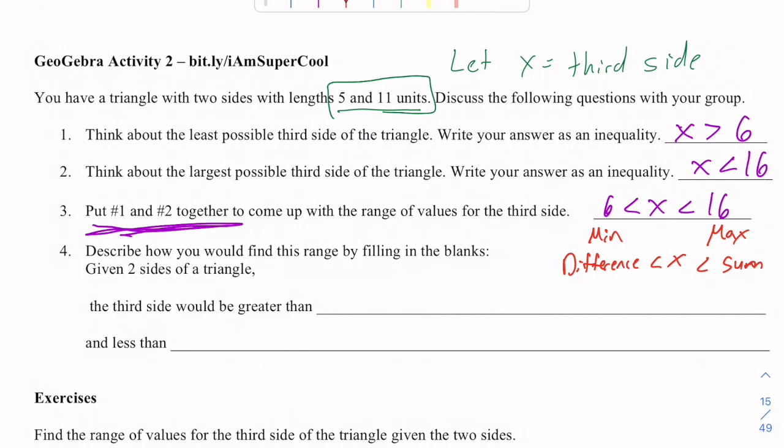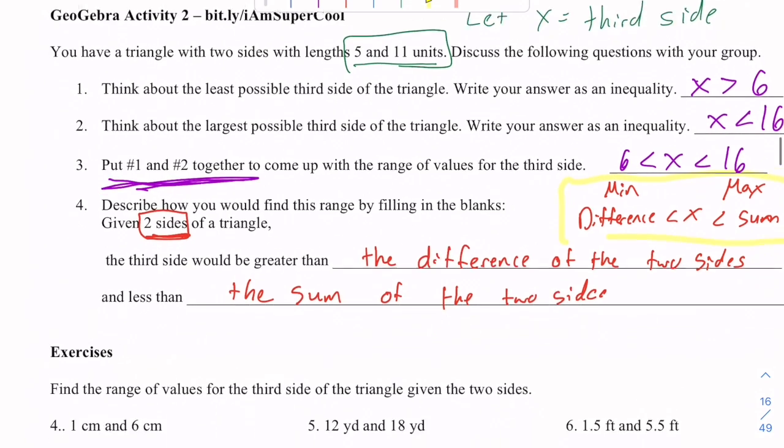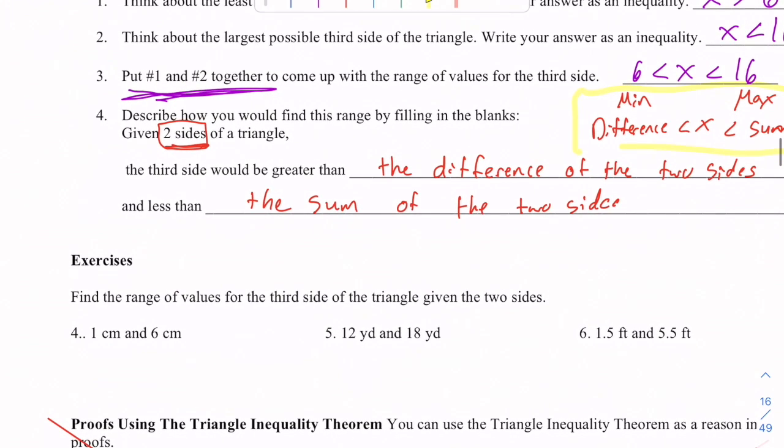So it turns out, given any two sides of a triangle, the third side will be greater than the difference of the two sides, and it'll be less than the sum of the two sides. All you need to know about this formula is that you subtract and you add. Easy stuff.